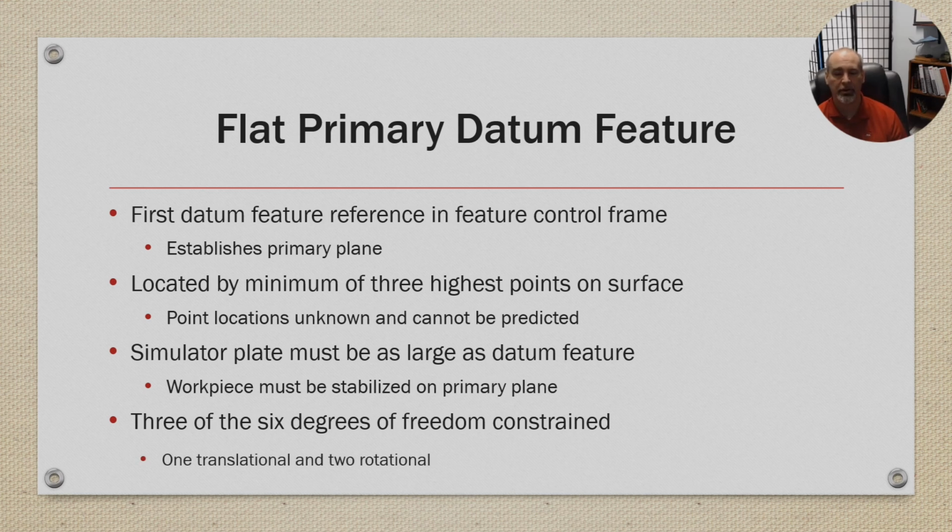So think of it as, okay, I've established my primary datum feature, I put something on a table, and I can slide it and I can turn it on that plane. So I've only controlled in linear axis, 1 axis, and you can't spin it in the axes that it's stuck to.